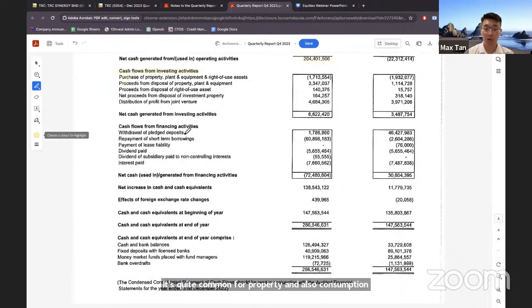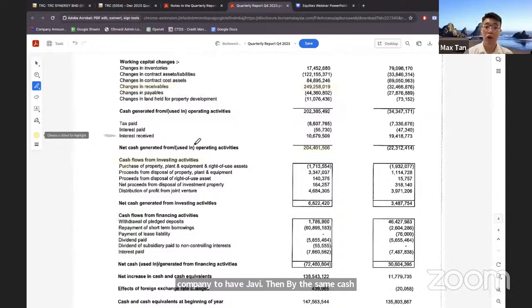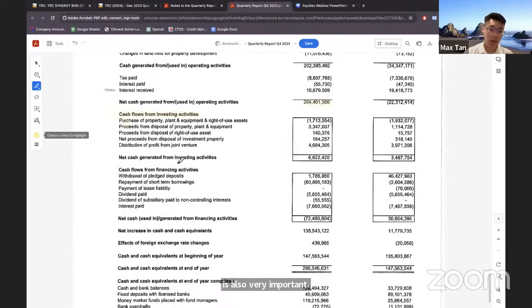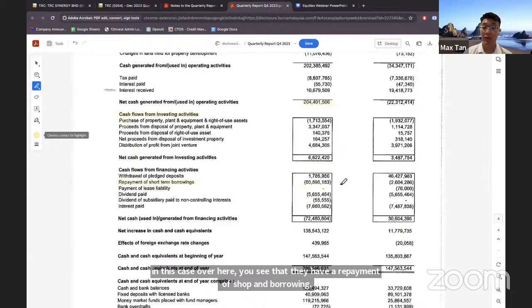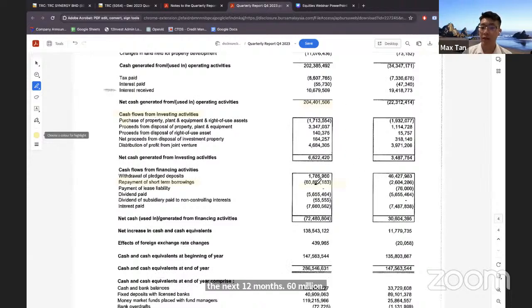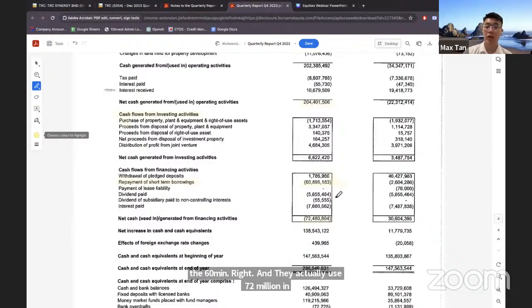Then financing cash flow, this is also very important. After you observe the cash generated from operating activities, go into financing. See whether the cash they generated in business is sufficient to cover the payment or cash outflow from financing activities. In this case, you see that they have a repayment of short-term borrowing. That means it's something that will be incurred in the next 12 months, 60 million. So 200 million is definitely more than enough to cover the 60 million, right? And net, they actually use 72 million in financing activities. So yeah, it's more than enough to cover.